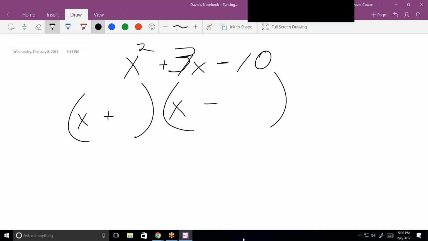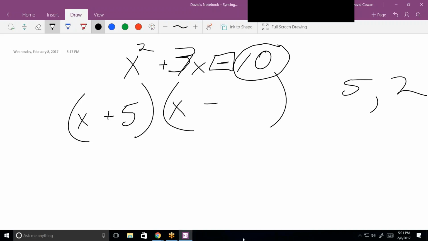Now the third rule is slightly different. I want factors of 10, but instead of adding to this number, they have to subtract because of that negative sign to 3. Well, factors of 10 that subtract to 3 are still 5 and 2. And now I have to know where to put the 5 and where to put the 2. Always put the larger of your factors with the sign of the middle term. The sign of the middle term is plus. The 5 goes there. The 2 goes there.